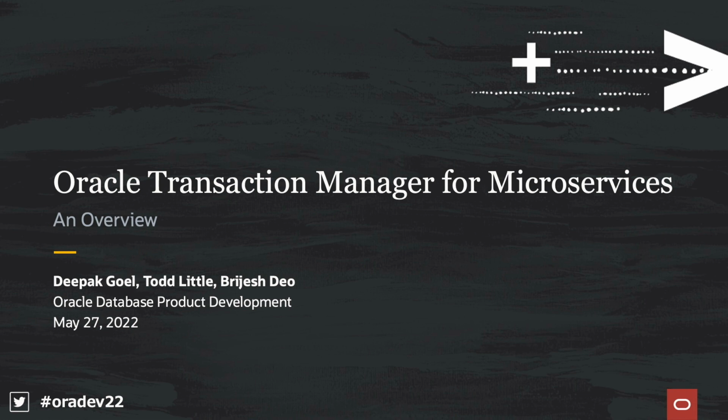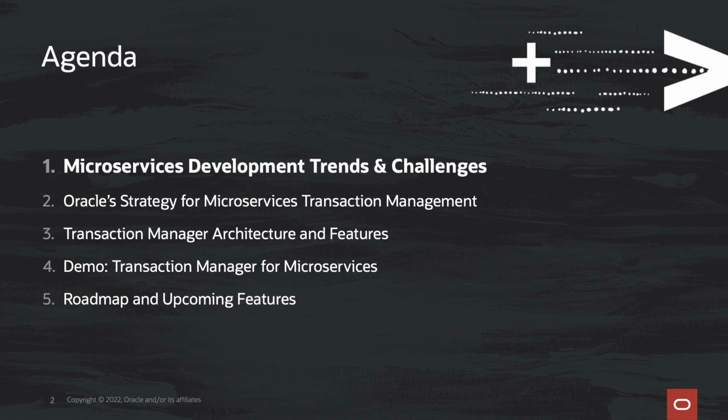Along with me, I have Todd Little, who is architect for this product, and Brijesh Dev, who is leading the development for the product. So as the agenda is concerned, we are going to talk about microservices, application development trends, and what are the challenges associated with this, then Oracle's strategy. Todd is going to go over the architecture of this product, what functionality, features that we are providing, and Brijesh has a demo to show this product in action. And in the end, I'm going to go over the roadmap and upcoming features.